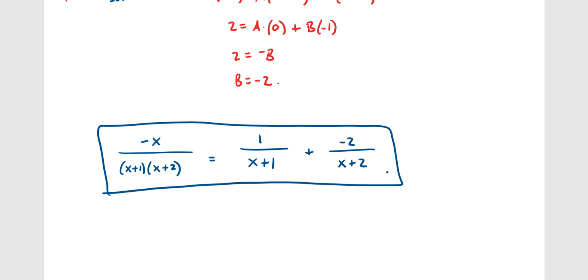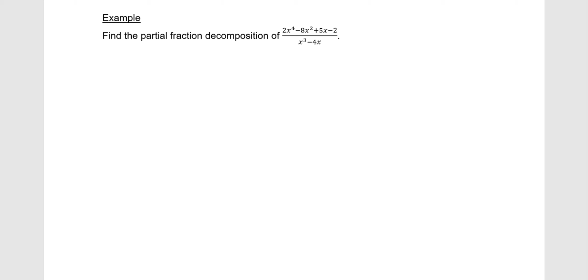So let's do one that's a little bit harder now. So we want the partial fraction decomposition of 2x to the fourth minus 8x squared plus 5x minus 2 over x cubed minus 4x. So first we have to recognize that the degree of the numerator is greater than the degree of the denominator. So what we actually have to do here is divide this first. So dividing this, we have to do this with long division. That's 2x to the fourth minus 8x squared plus 5x minus 2 over x cubed minus 4x.